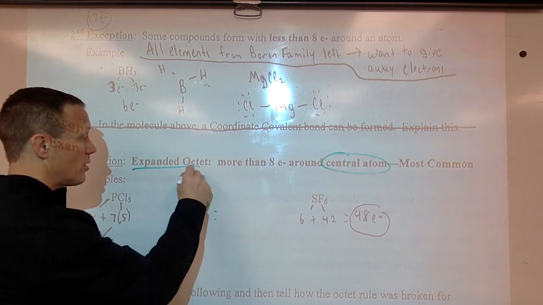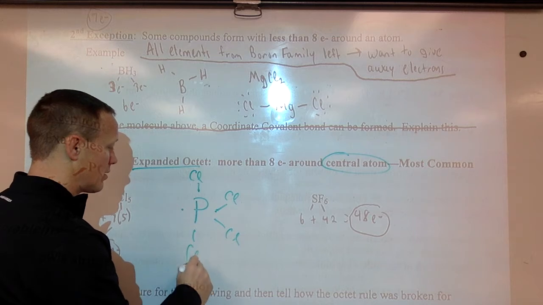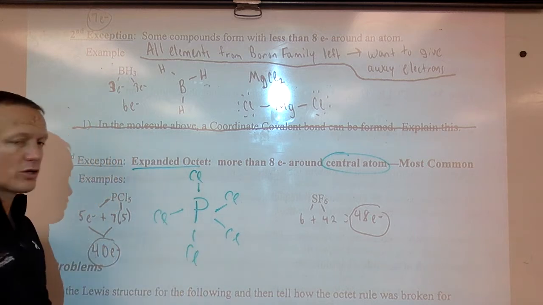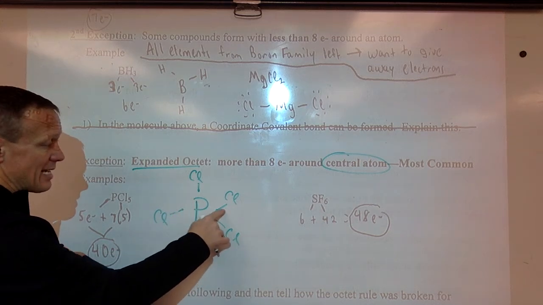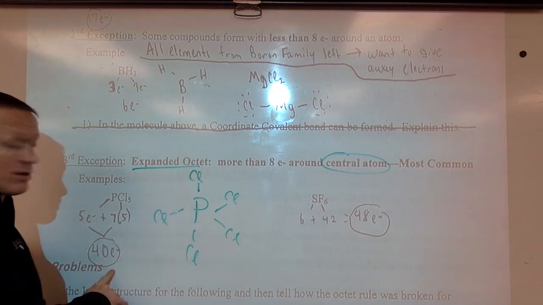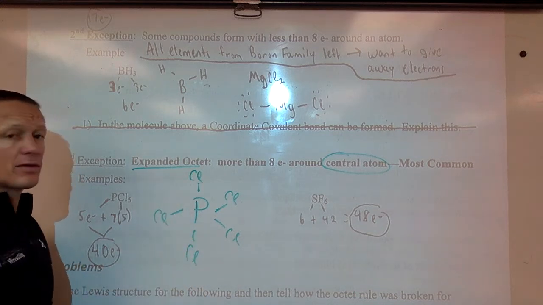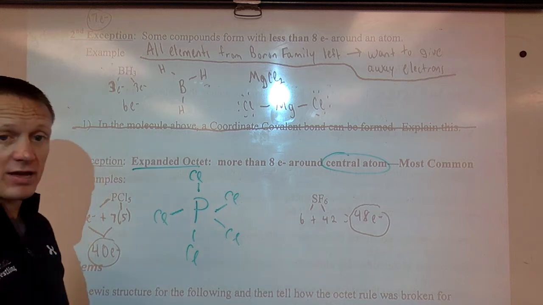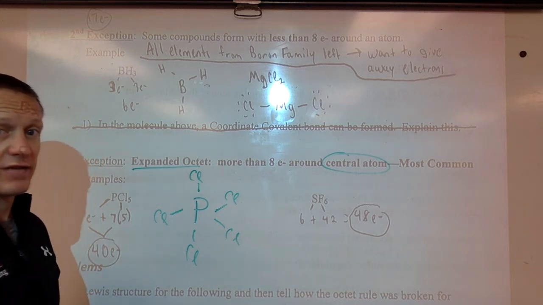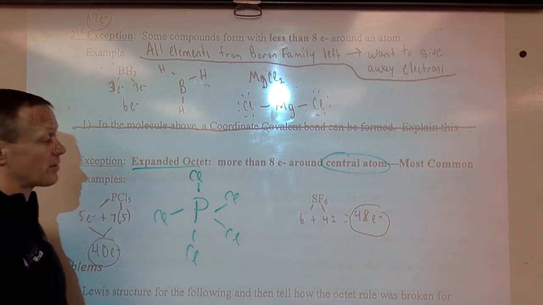So I put a chlorine, chlorine, chlorine, chlorine, and chlorine. So I put 5 chlorines around it. That is 2, 4, 6, 8, 10 electrons I've used out of the 40. That means phosphorus has more than 8 around it. Usually the elements that do this will be from families 15, 16, or 17. Usually family 15, 16, or 17 will have an expanded octet if possible.